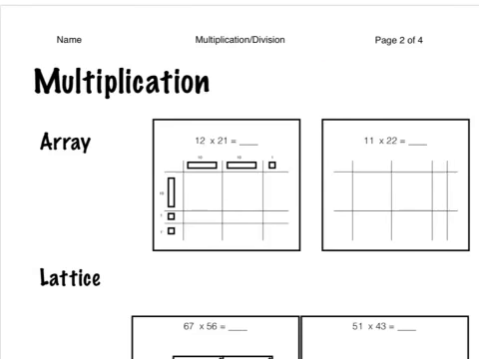We looked at 3 different ways to do multiplication. I'm going to start with the array method. In the array method, you look at the numbers you're multiplying, 12 times 21, and you pull them apart into their different parts, and then you multiply inside the individual boxes, and later you're going to add it up.